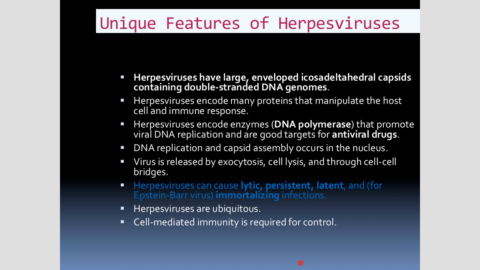So this particular virus encodes a DNA polymerase. It's going to promote viral DNA replication, right? And this happens to be the target when we talk of antiviral drugs. We talk about antiviral drugs in terms of early phase and late phase, okay? DNA replication and capsid assembly occurs in the nucleus.